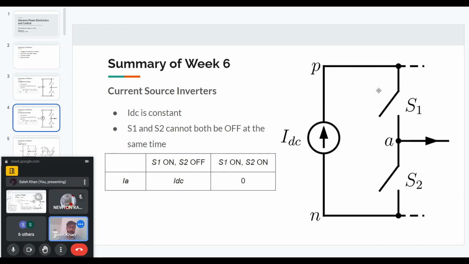In this case, if the top switch is on and the bottom is off, then we get IDC at the output. Now, if both the devices are on, then the current will just circulate through the half bridge and come back to the source, so there will be no current to the load. These are the two switching states for the half bridge CSI. So the difference between CSI and VSI is just the source input, and then there will be other corresponding differences in the switching and the loading, etc.